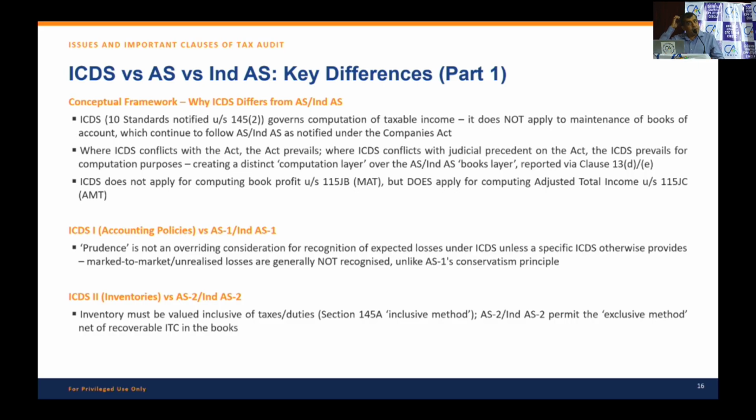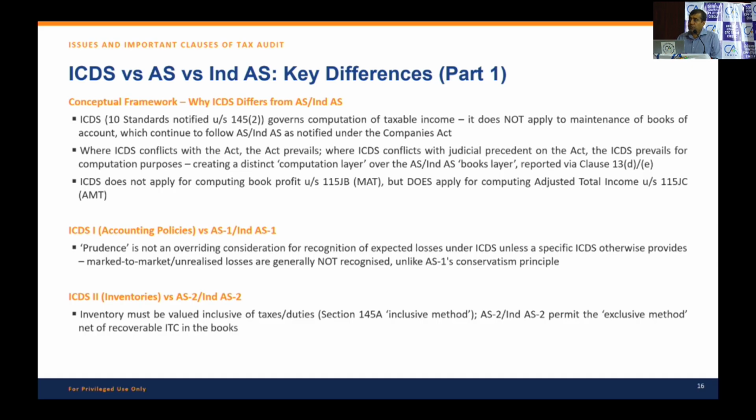Now this clause 13 and clause 14 had a lot of impact, which could impact your numbers. So clause 13 also had reportings related to ICDS. Now let me quickly run through the ICDS which are applicable and the conceptual differences between ICDS and AS or Ind AS respectively. So ICDS 1 is typically accounting policy.